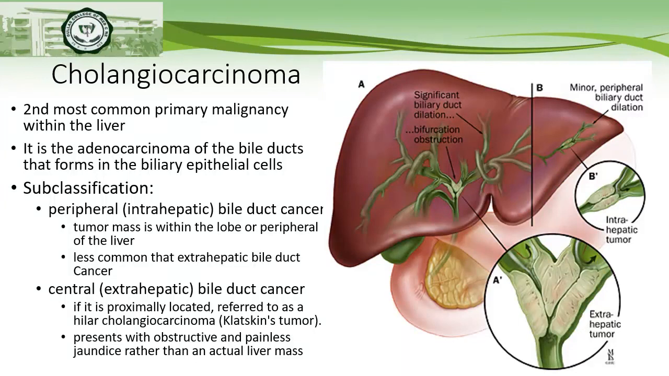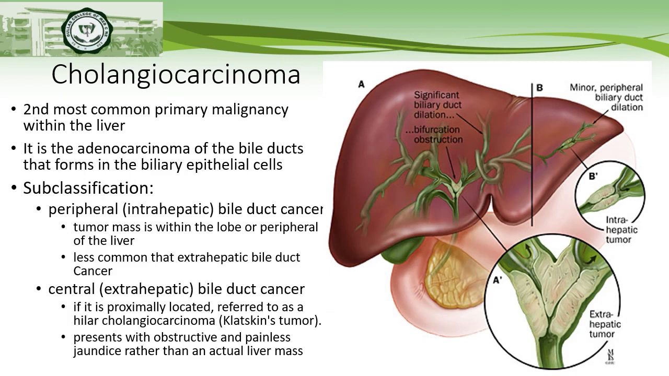Cholangiocarcinoma or bile duct cancer is the second most common primary malignancy of the liver. Cholangiocarcinoma is an adenocarcinoma of the bile ducts. It forms in the biliary epithelial cells and can be subclassified into either a peripheral or intrahepatic bile duct cancer, or a central or extrahepatic bile duct cancer. The peripheral or intrahepatic type usually represents a tumor mass within the hepatic lobe or at the periphery of the liver.